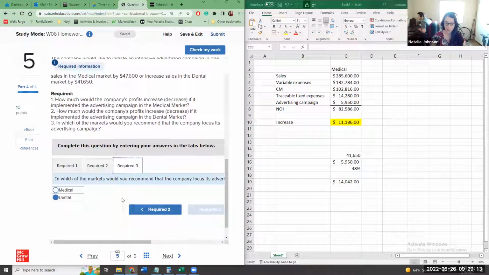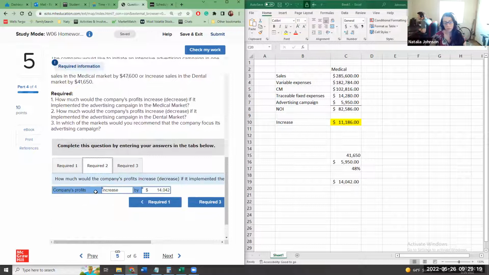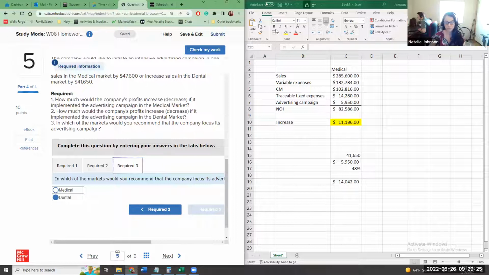So in which of the markets would you recommend that the company focus its advertising campaign? Well, it will be the dental because there's a bigger increase in the dental more than the medical market. And that's it.